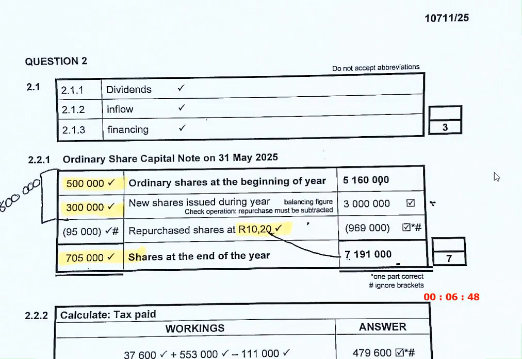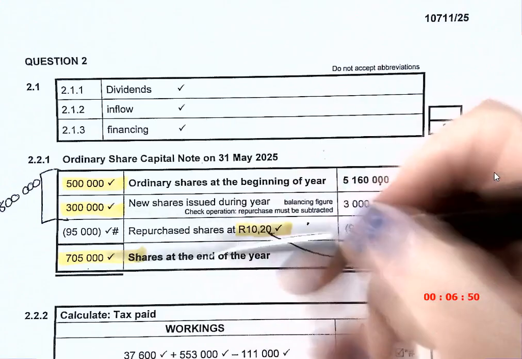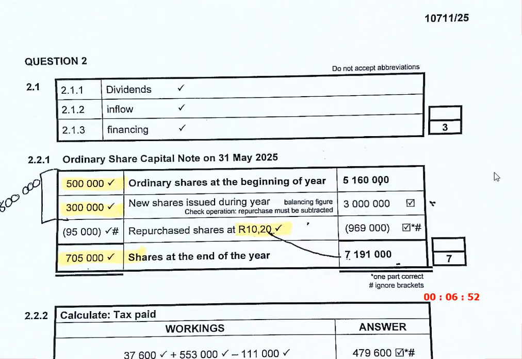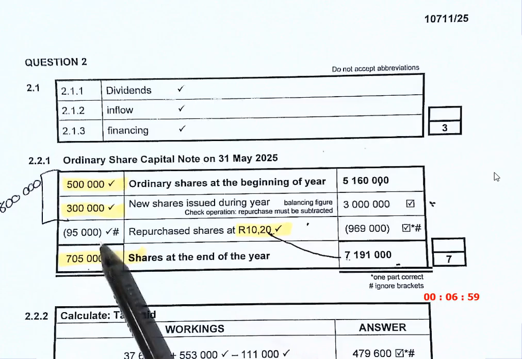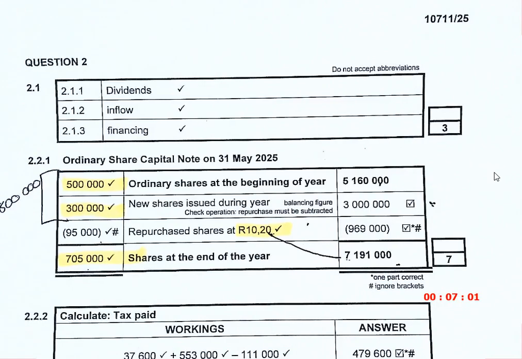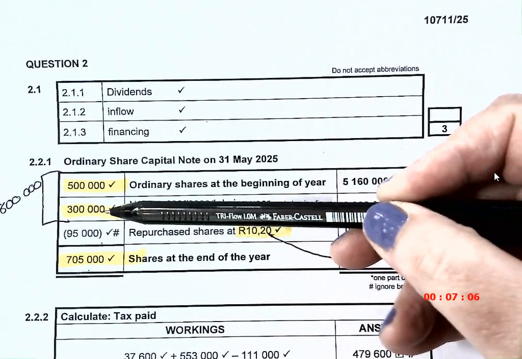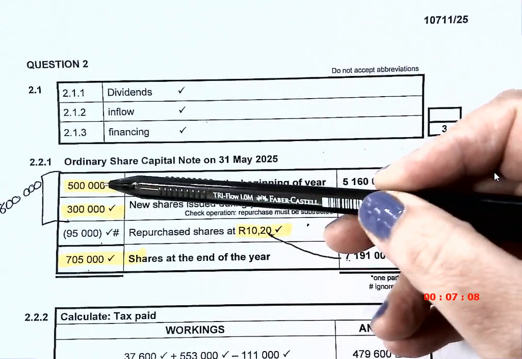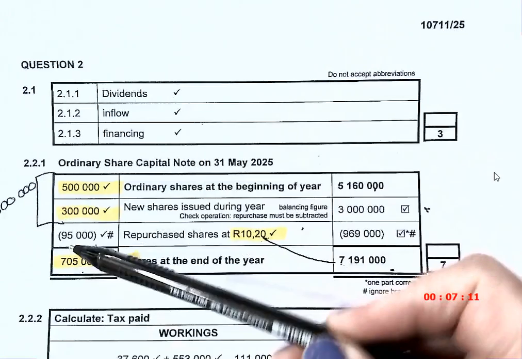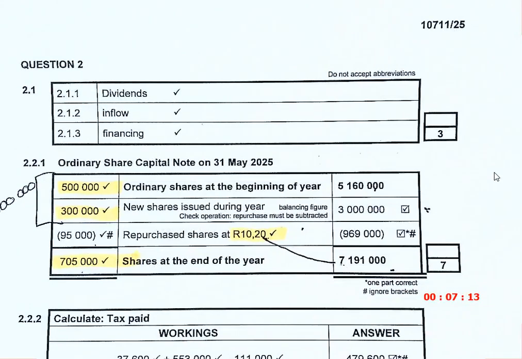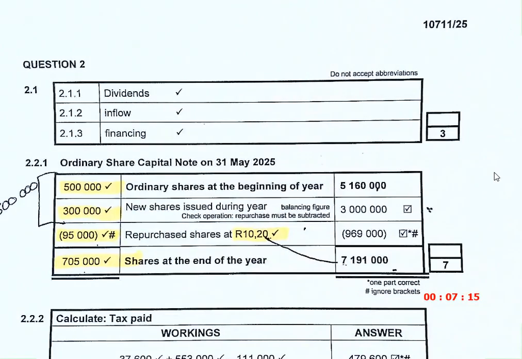So now when I get all of that, the principle for balancing is always, if I have everything except one, I can get that one. So I short this one. So if I short this one, I say 705 minus 300 minus 500, and that's going to give me the 95. So now I have that one. So can you see how your puzzle is building? So what is the next one I'm going to get?